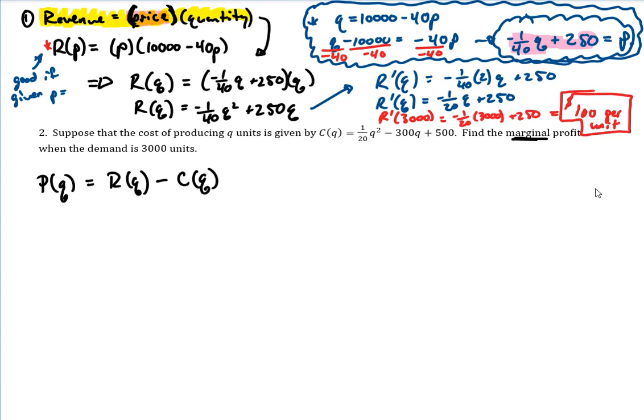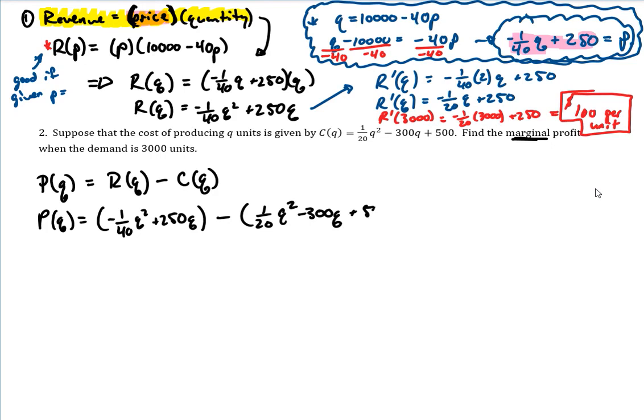While we have those, the revenue of Q was in the previous step. Here it is, right there. So let's sub it in. So P of Q is R of Q, which is the negative 1/40th Q squared plus 250Q, and then minus the cost, which is right here. Cost of Q is 1/20th Q squared minus 300Q plus 500. And remember to use parentheses, and the reason for it is because this negative will distribute.